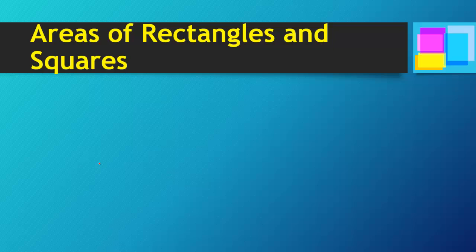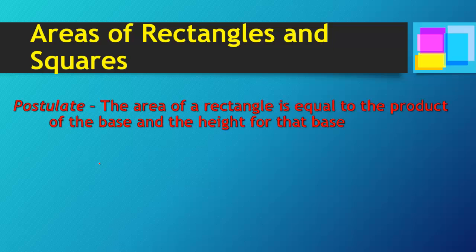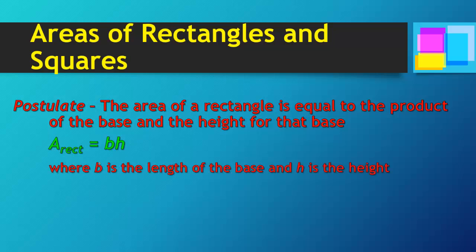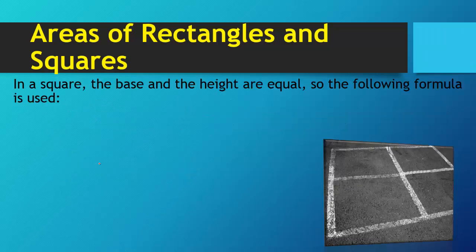All right, so let's get right to areas of rectangles and squares. We'll start off with a postulate. The area of a rectangle is equal to the product of the base and the height for that base. Now, you probably are used to length times width. We're going to switch it to base times height. Okay, so area of a rectangle equals base times height. Okay, and B is the length of a base, and H is the height.